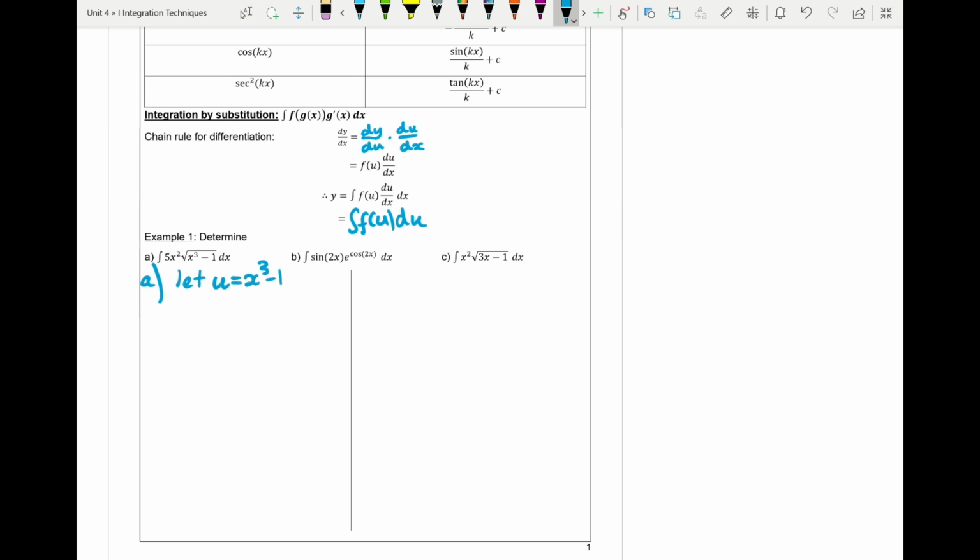we can see differentiating that with respect to x gives us 3x squared, which is the same order of x as our coefficient. So 5x squared compared to 3x squared. We have this dx up here, and we have a dx here, and those are the same dx. It's the same differentiation with respect to x. So if we rearrange this to make dx the subject, we get that dx is just du over 3x squared.